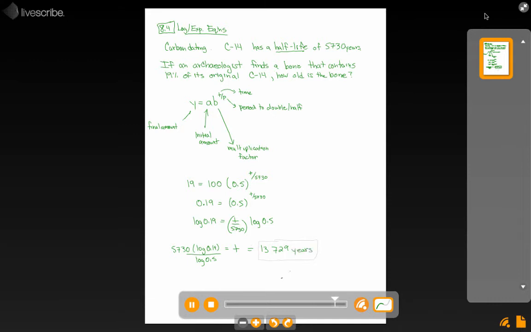Our time is being measured in years. Now, I presume an archaeologist, I don't claim to be one, would probably give you their estimate in the range of 13,000, 14,000, even 15,000 years. I don't think they make it as precise as 13,729 years old that the bone is, but following the math through, that's the answer that we got.